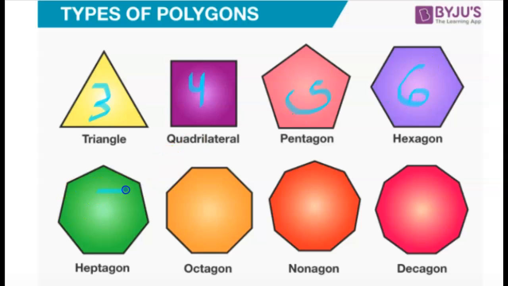A heptagon, that's a word we don't use much, has 7. An octagon has 8. A nonagon has 9. And a decagon has 10. Okay, so those are pretty common geometrical shapes.